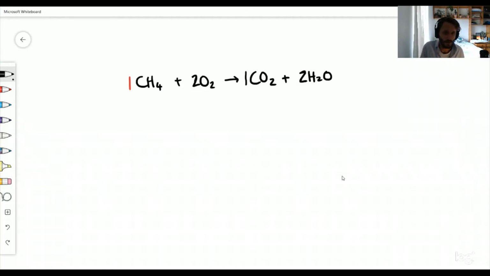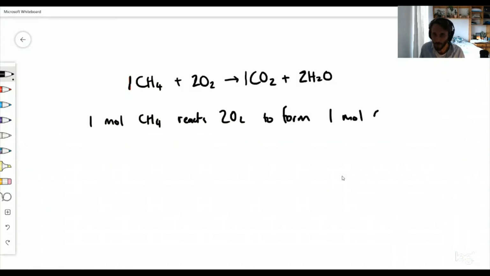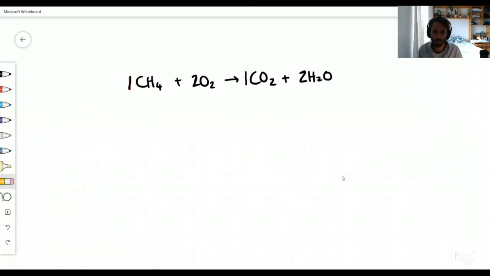That's what these mean. You could also write this out and say 1 mole of CH4 reacts with 2 moles of oxygen to form 1 mole of carbon dioxide and 2 moles of water. You could put that into word form, but I don't like it as word form. I'm going to leave it as my equation.